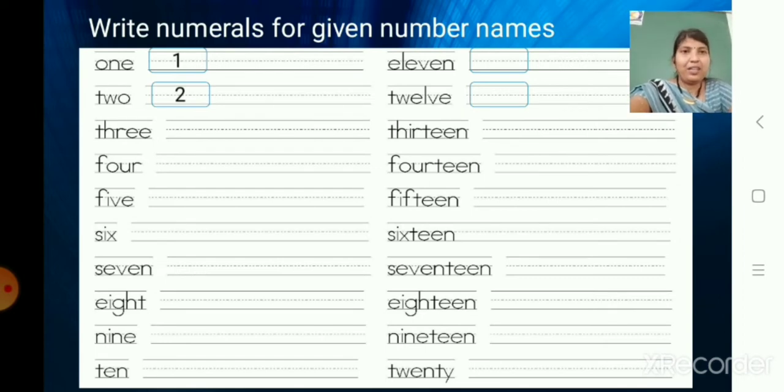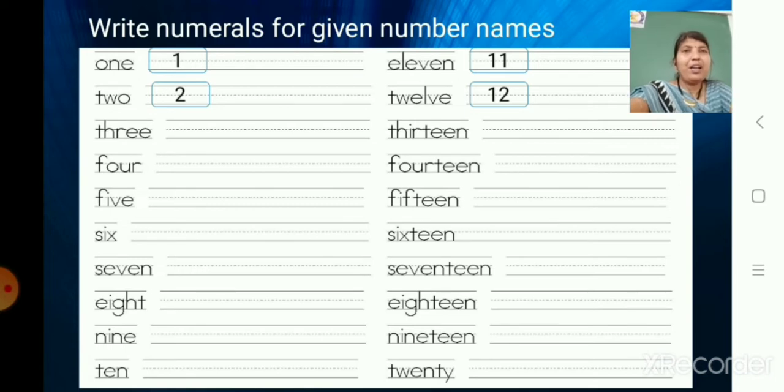Now we are writing in numerals numbers up to 20. Okay, 11 to 20. So see the first one. ELEVEN, 11. So how will you write it in numerals? Yes, 1 ten and 1 one, 11. Now see the next. TWELVE, 12. 1 ten and 2 ones, 12.